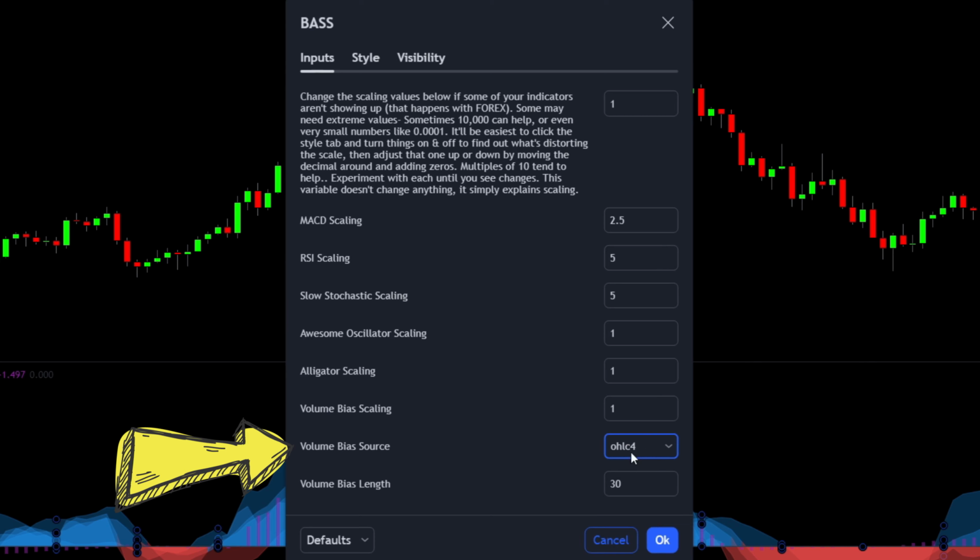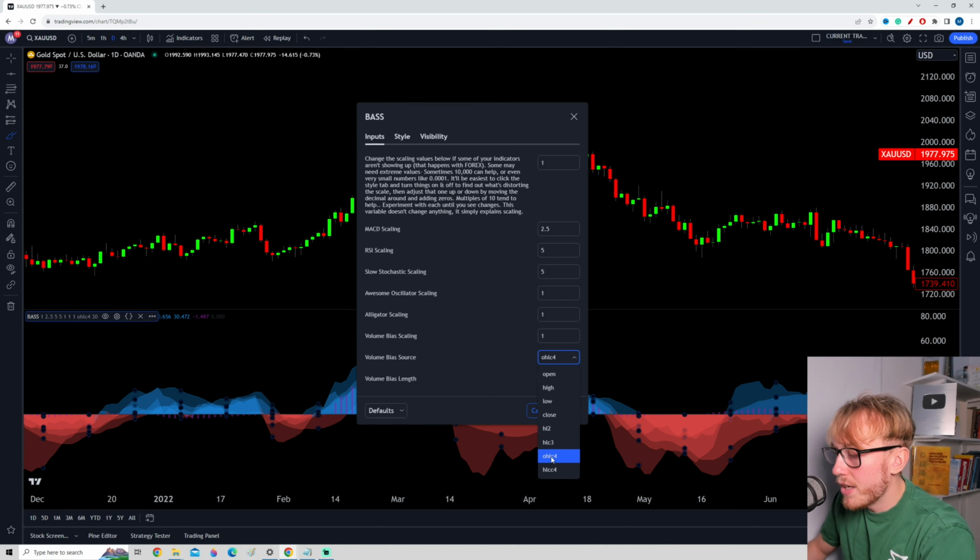I will not go into detail about these different settings because, as always, I want to keep the video as short and concise as possible. So for now, let's just choose open, high, low, close 4. The volume bias length here, you can also argue to change this one up a bit, but I want to keep it simple and have this one at 30. So these are the settings you can use, at least for gold here on the daily time frame.